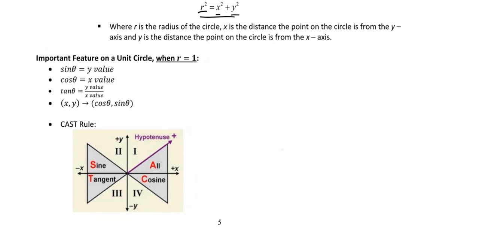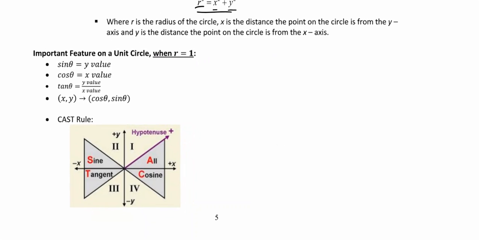So, important features on a unit circle when r is equal to 1. All right, before I get to explaining these, it says sine theta is our y value. Let's draw out a triangle, that same triangle from above. It would be the similar thing there. So if I can draw a straight line here.